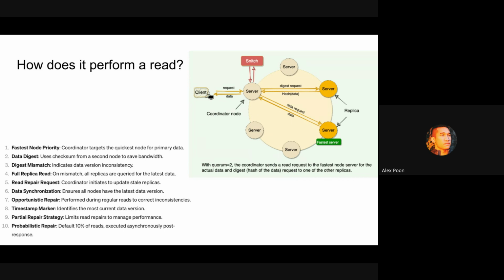If the digest does not match, it means some replicas do not have the latest version of the data. In this case, the coordinator reads the data from all the replicas to determine the latest data. The coordinator then returns the latest data to the client and initiates a read repair request. The read repair operation pushes the newer version of data to nodes with the older version.